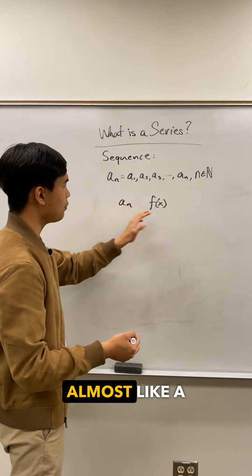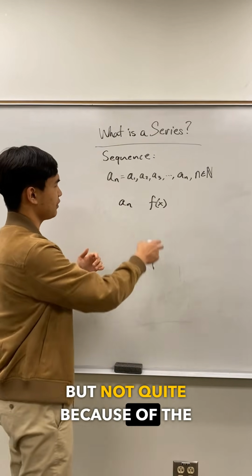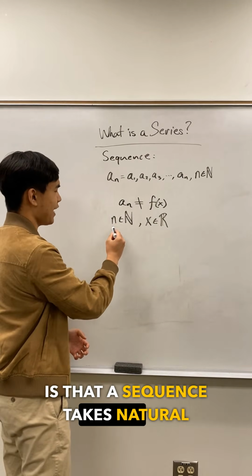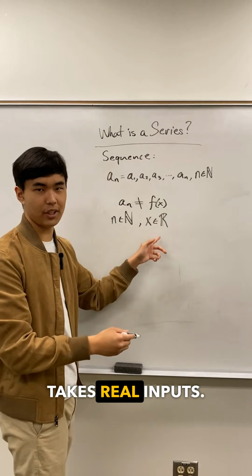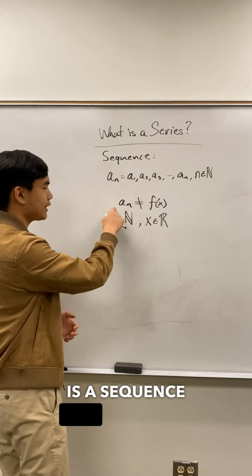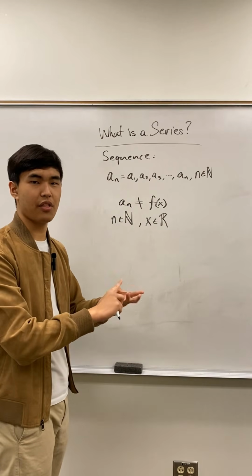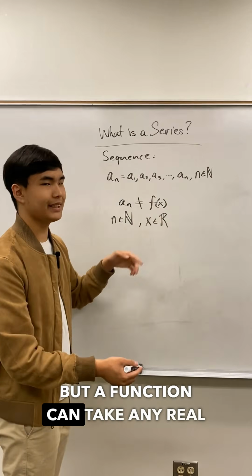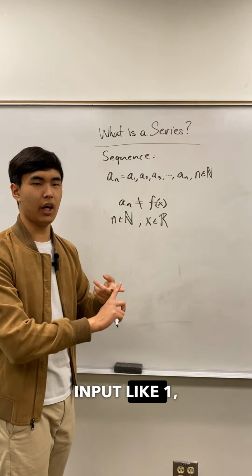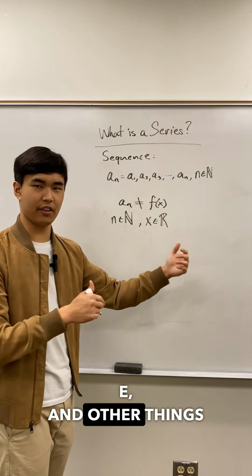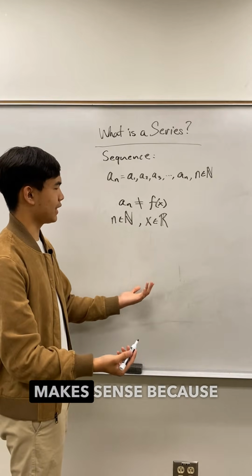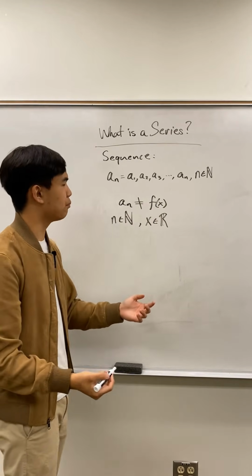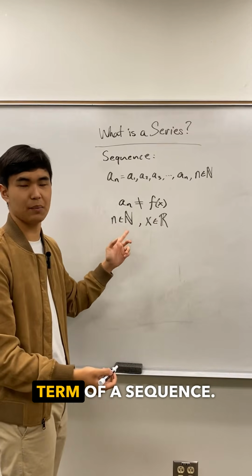A sequence is almost like a function, but not quite because of the inputs that these take. The difference between the two is that a sequence takes natural inputs, whereas a function takes real inputs. What that means is a sequence can only take values like 1, 2, 3, 4, and so on, which are positive integers. But a function can take any real input like 1, 1/2, e, and other things like that. And this intuitively makes sense because you can evaluate a function at x equals 2.4, but you can't have the 2.4th term of a sequence.